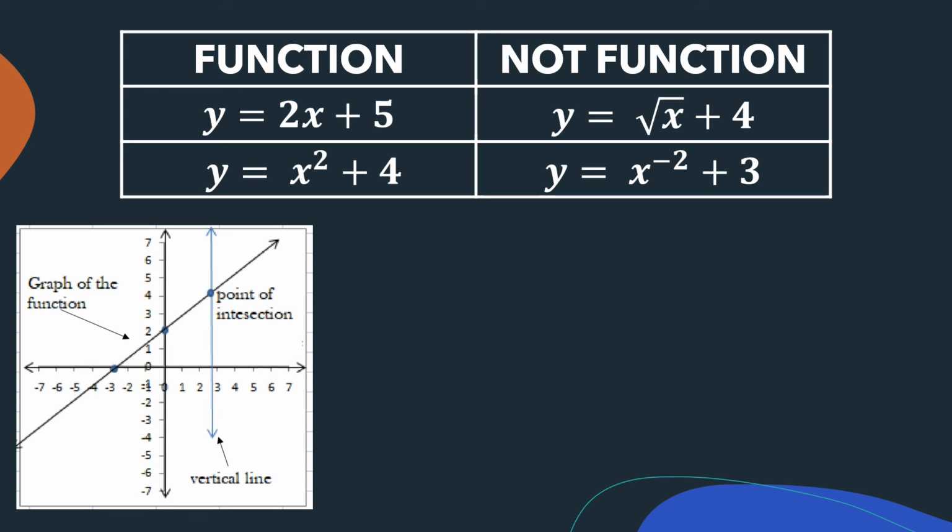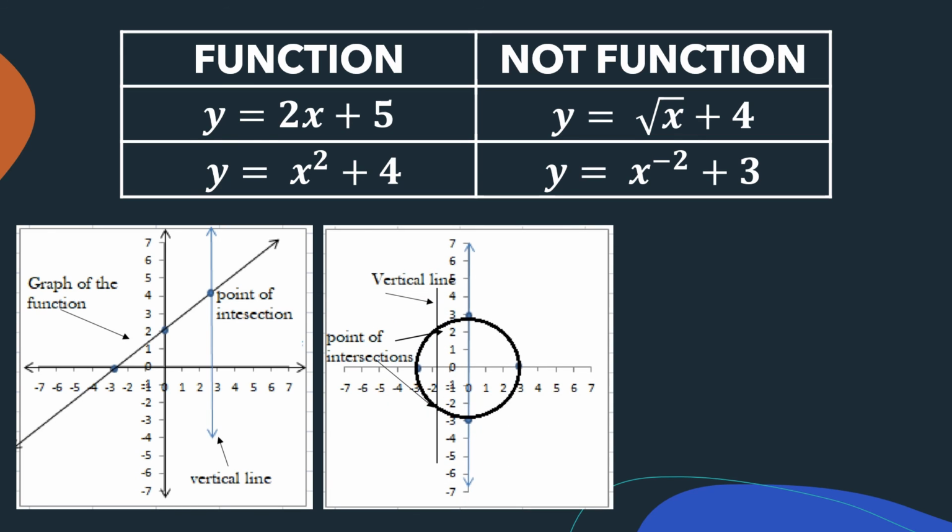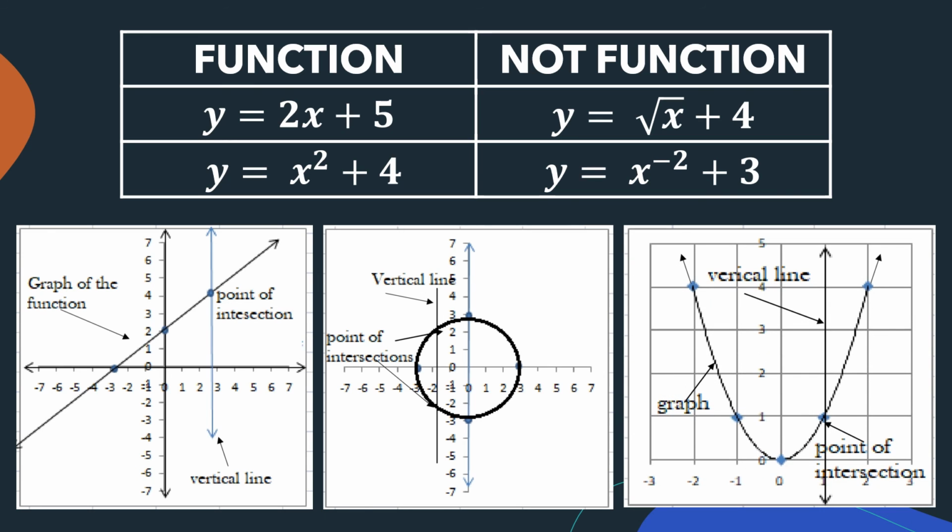In this graph, the graph and the vertical line have only one point of intersection, so that is a function. In the next graph, the vertical line and the graph have two points of intersection, so it is not a function. And in the last graph, the graph and the vertical line have only one point of intersection. Again, that is a function.